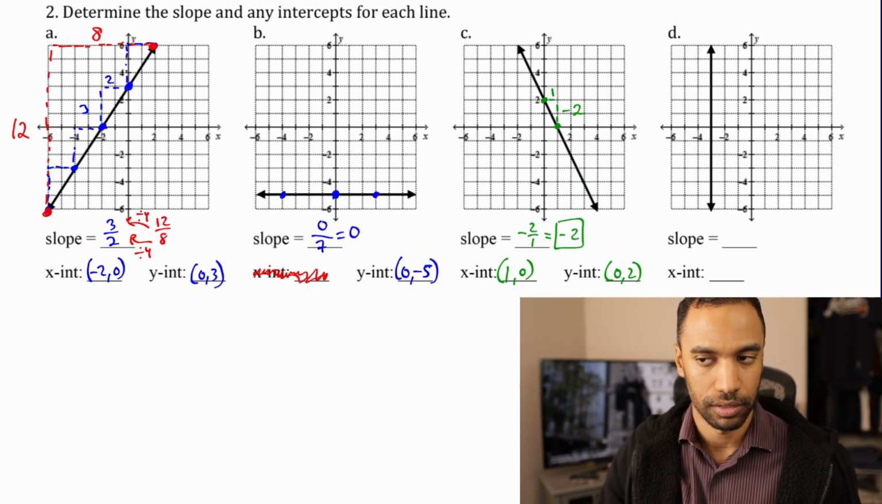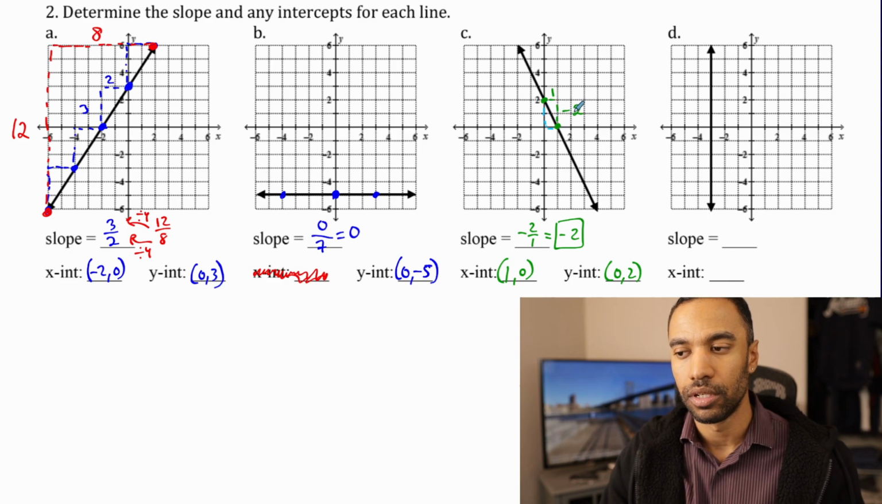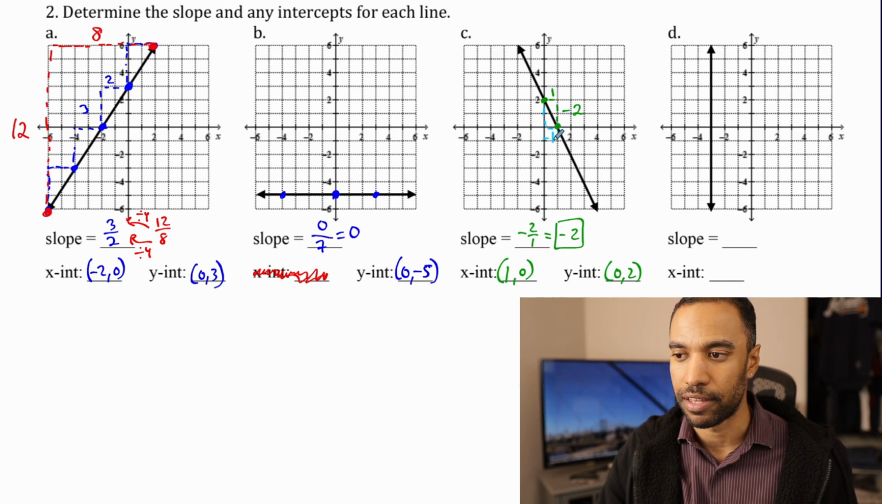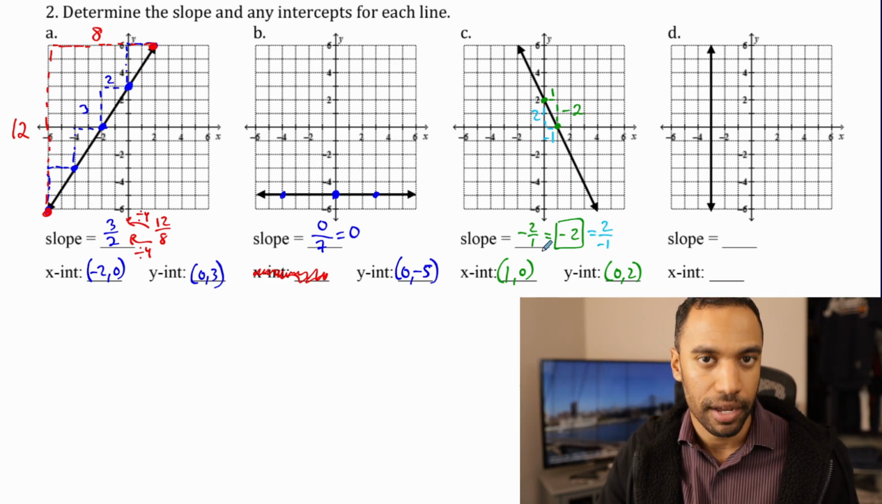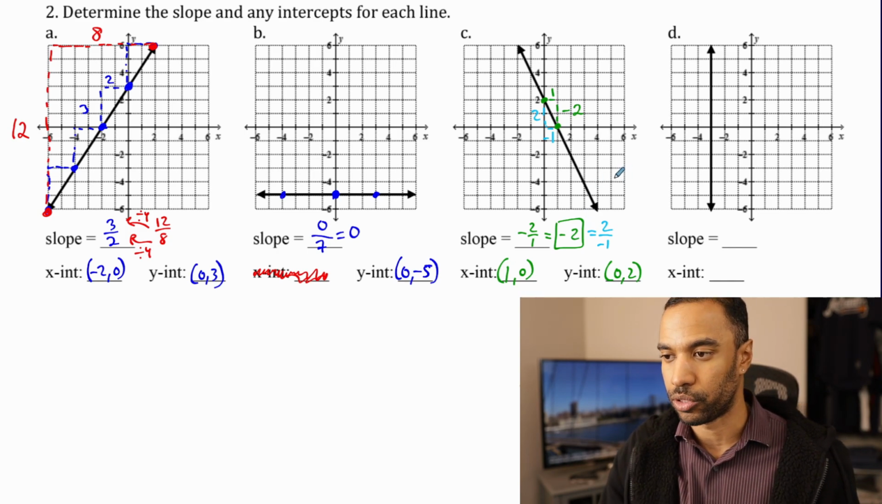Now you might ask, what if instead of going down 2 and right 1, what if we went left 1 and up 2? Well, that's fine. Just make sure you think about going left as negative. If right is positive, left is negative. That's a -1, and now as I go up, it's a +2. 2 over -1 is the same thing as -2 over +1. It's still a -2. So it doesn't matter which way you do it, just make sure you note your sign.